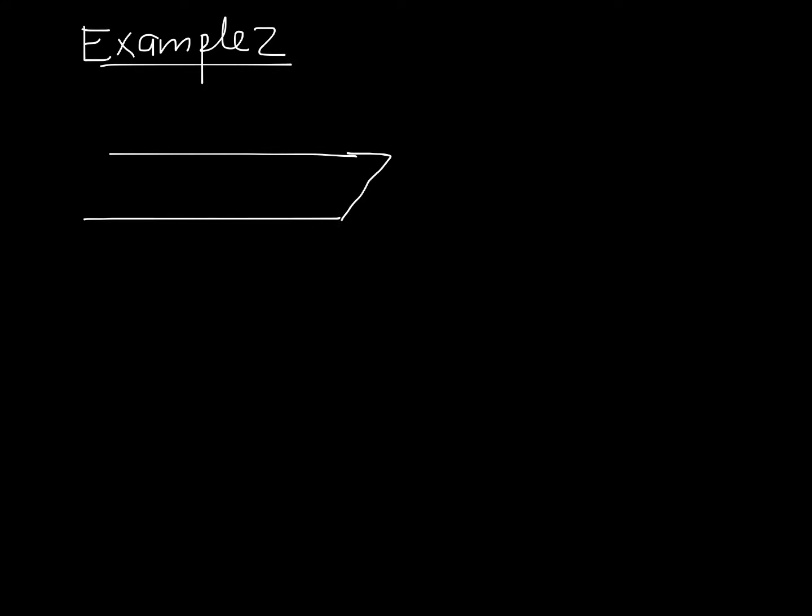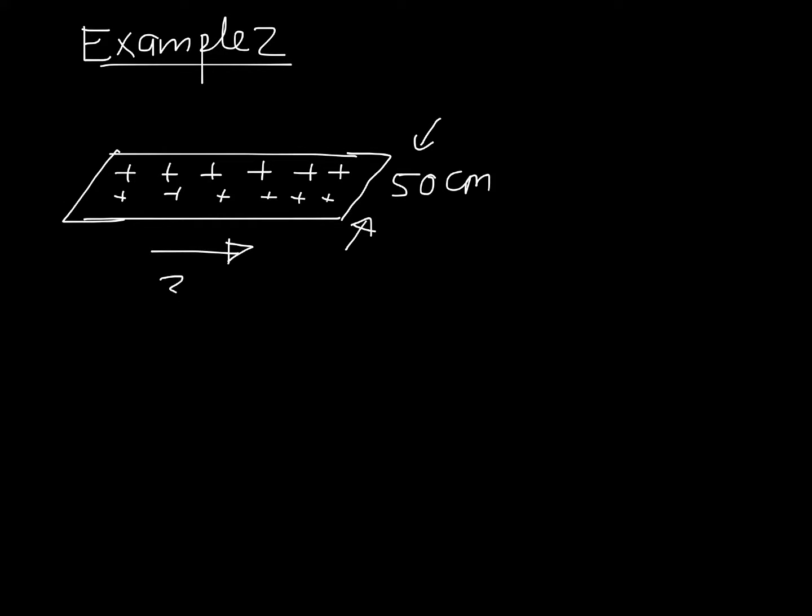Example number 2, a charged belt. So we've got a belt and we've got charge on this belt. Assume that these charges are positive. The belt is 50 centimeter wide, so this side here is 50 centimeter. It travels at the speed of 30 meter per second. So the speed here is 30 meter per second.